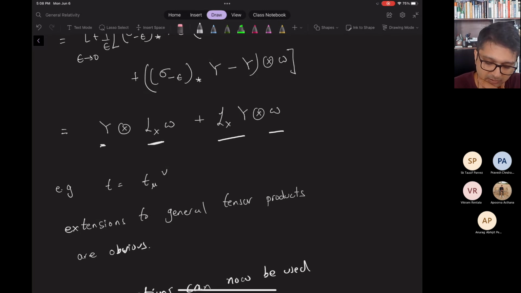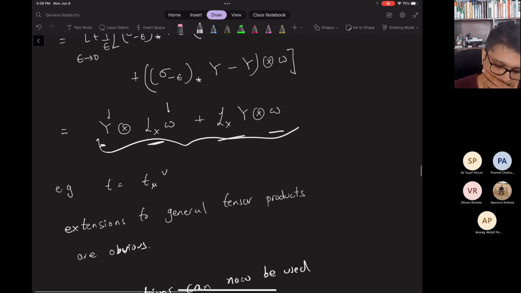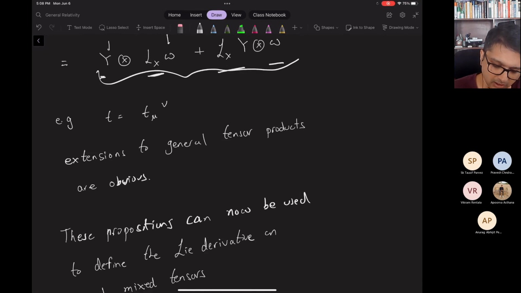Can you tell me what type of tensor this is at the end of it? Type (1,1). Yes, if you started with y and omega and took the tensor product, that was a tensor of type (1,1). So if I take the Lie derivative of that, I'm also going to get a tensor of type (1,1).